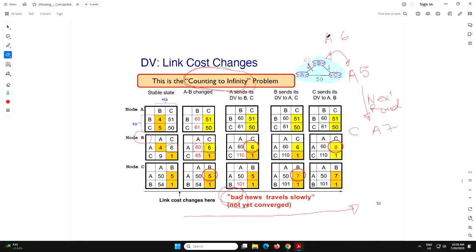So, the count to infinity problem. C now has A7, right? When it receives A6 from B, it will have A7. And when this A7 goes to B, B will think that, oh, my direct cost is 60, but if I go via C, then it will be 7 plus 1, 8. So B will update its table to A8.